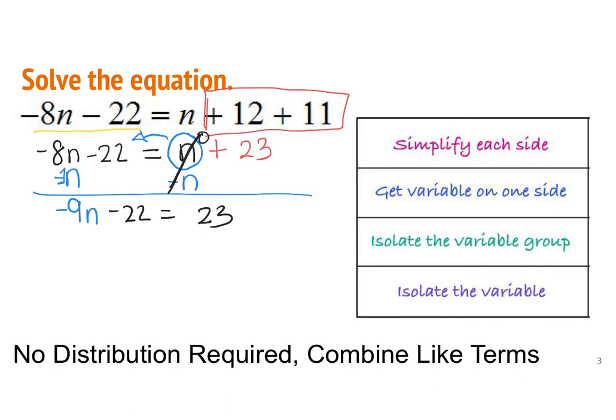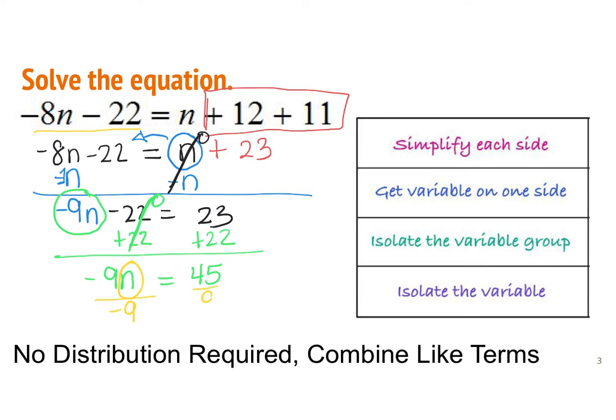Then we want to isolate variable group. So I want to get rid of the negative 22 by adding 22. So negative 9n stays. 23 plus 22 is equal to 45. Now we want to isolate the variable by dividing by negative 9. So n is equal to negative 5.